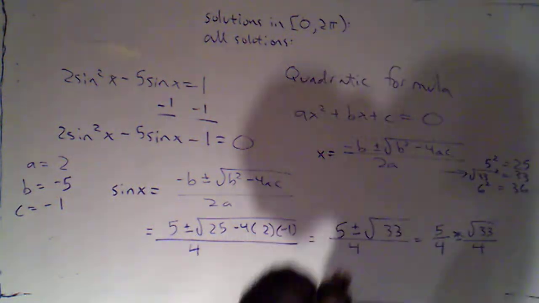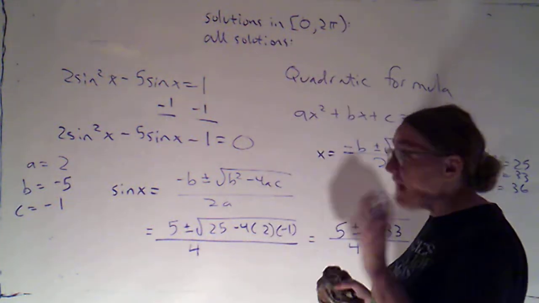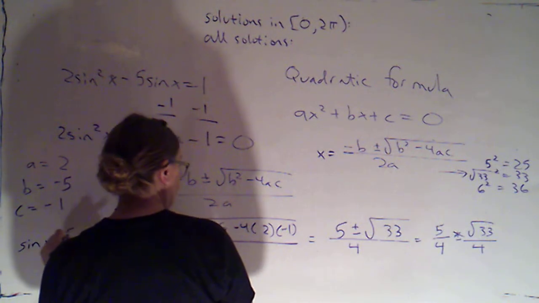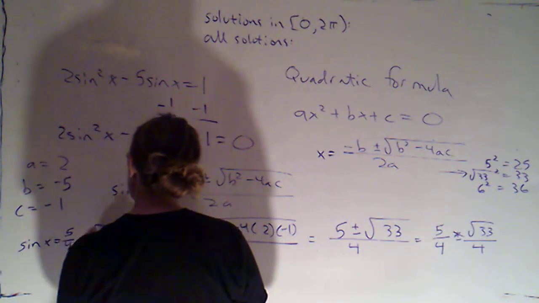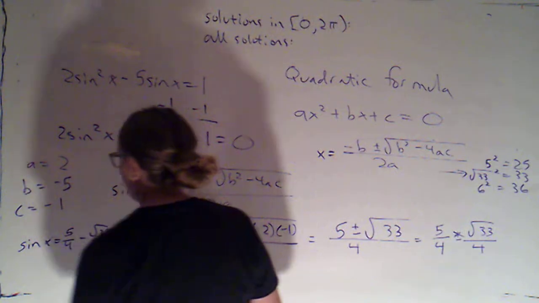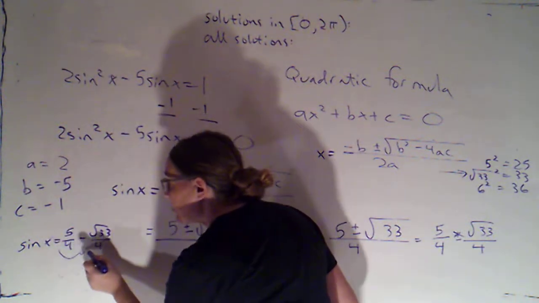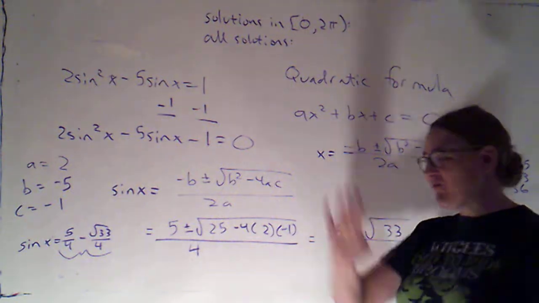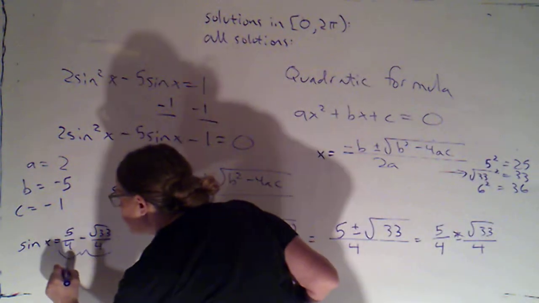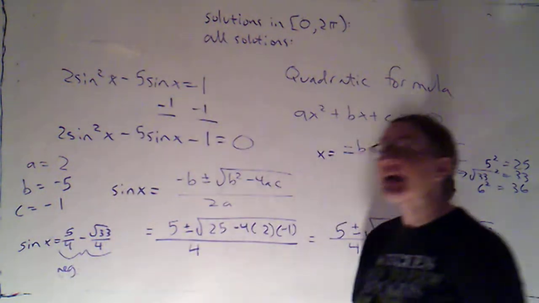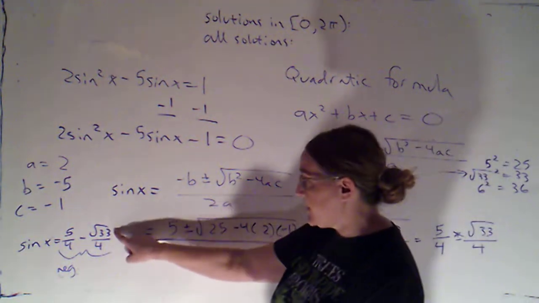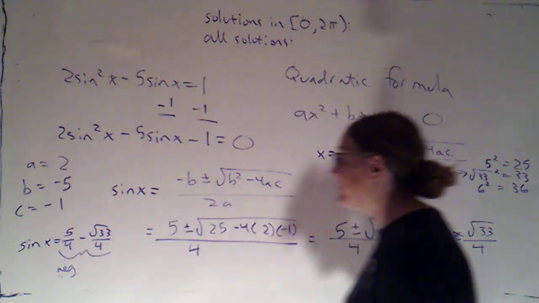So what we're getting is that the only viable answer here is that sine of x is 5/4 minus root 33 over 4. And in double checking to make sure that that was going to be in between -1 and 1, we also determined that that was going to be a negative number. Okay, because this is bigger than 5/4, so the negative part is bigger.